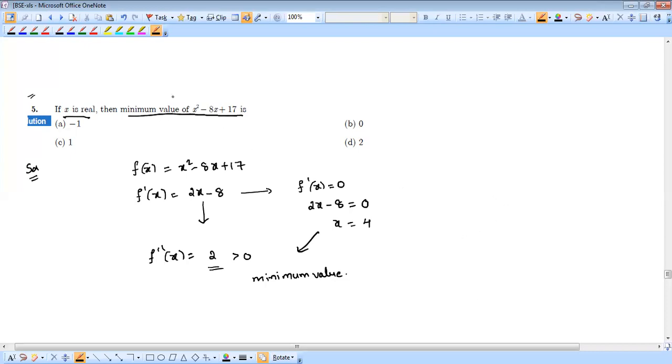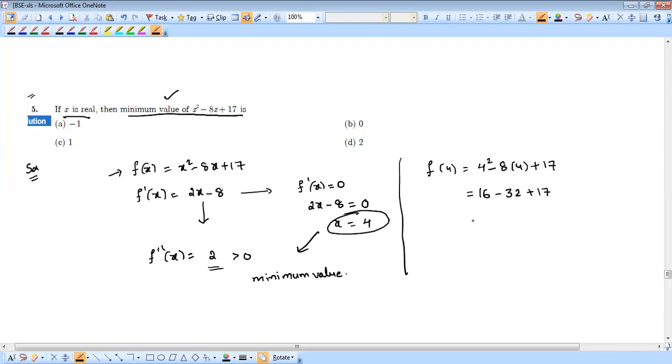Now, the question is to find the minimum value. At x equal to 4, it is clear we have a minimum value. Substitute x value 4 in the f of x. So f of 4 is 4 square minus 8 into 4 plus 17, that is 16 minus 32 plus 17. So the answer is 1.